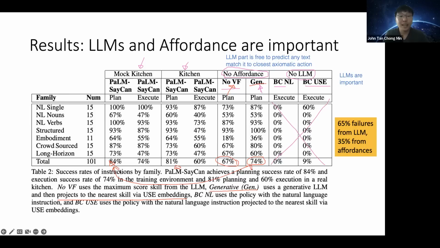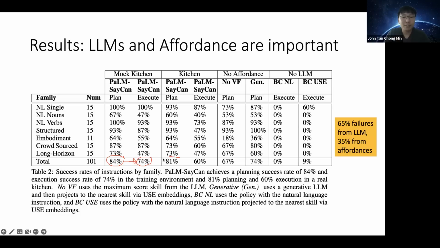Yeah, it doesn't do that well compared to having both the affordance and the LLM. So you can see that the affordance itself actually does help to increase the success rate. Okay, then we look at the main results here. The main results is that in the mock kitchen, it can do very well, 84%. Okay, this means it plans quite well, but once it comes to execution, sometimes the robotic state kind of fails it.